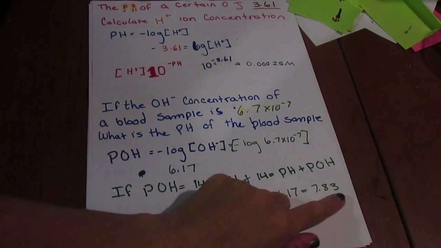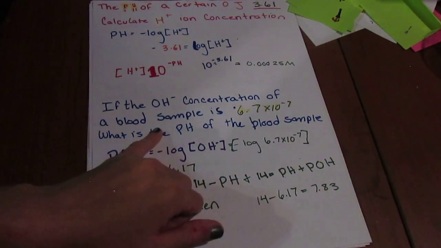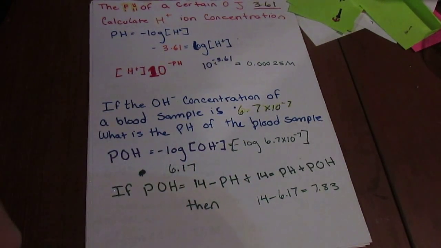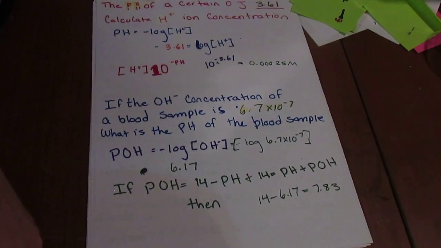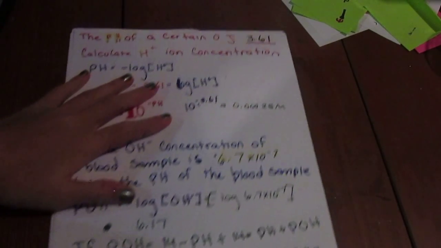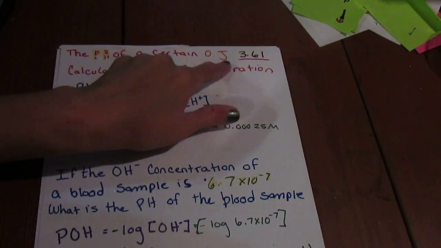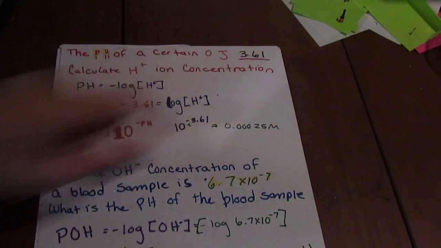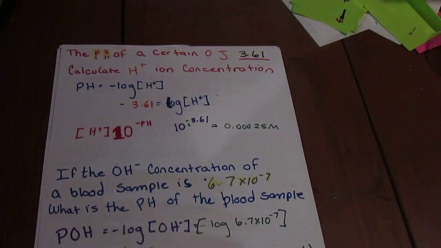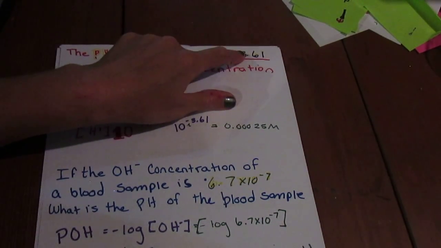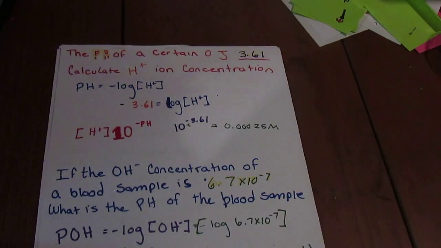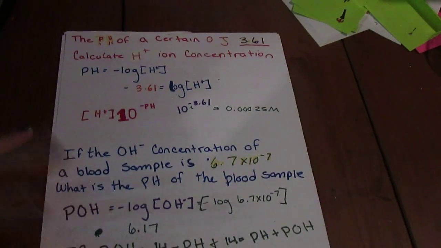7.83, which, if you think about it, a blood sample should probably be a little bit neutral because it is in our body. Just like the previous equation, OJ at 3.61, oranges have citric acid in them. So it makes sense that it's high on the pH scale. That's it for our simple pH problems.